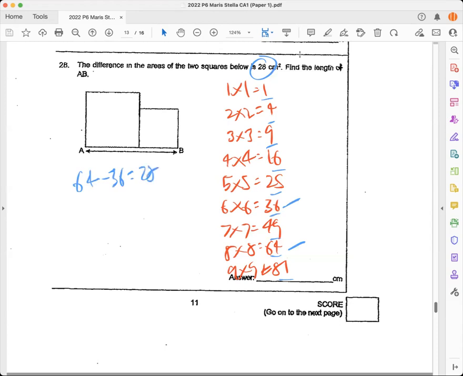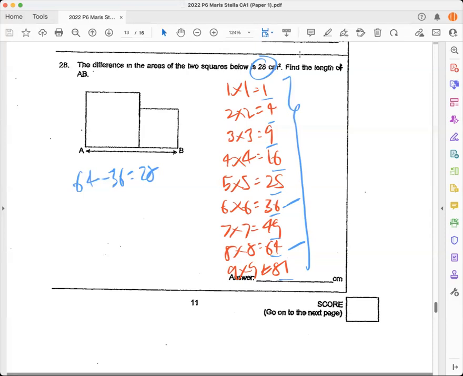So in an exam, if you encounter a question like this, do it last, because this one will take a long time. What you need to do is list out the possible dimensions. Then the tedious part of comparing the values to get 28, you do it last. Do all the other questions first, then come back and do this slowly.